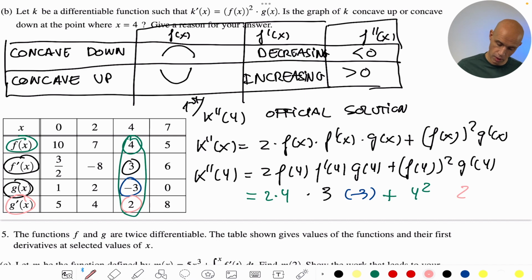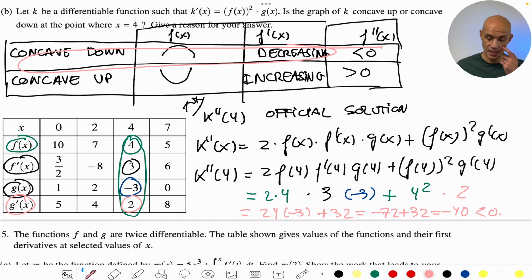So in other words, what we have here is 8 times 3, 24, times minus 3, and 16 times 2 plus 32. The sign is what matters. You can say that this is negative, but if you want to do it right, this is minus 72 plus 32, minus 40, which is negative. So if it's negative, then we have that it's concave down, okay? And that's the main point.